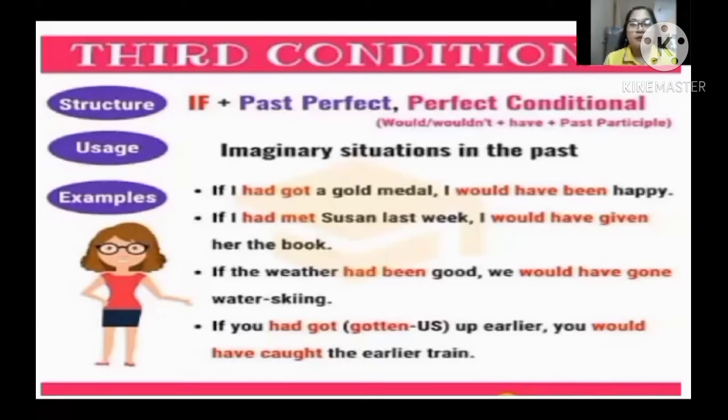If the weather had been good, we would have gone water skiing. So had been good is the past perfect, then we would have gone water skiing. And then, if you had gotten us up earlier, you would have caught the early train. In using the perfect condition, you can also use this pattern: would or wouldn't plus have and then the past participle of the verb. That is the format that you're going to use for the third conditional sentence.